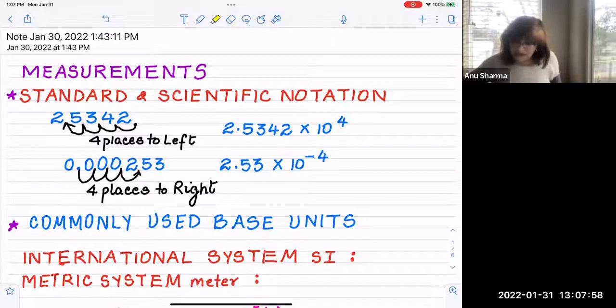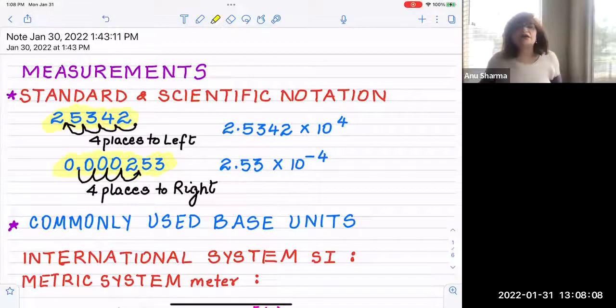The big numbers such as 25342, and then the small numbers such as 0.000253 are signifying some kind of measurements, whether that measurement is in terms of length or mass or volume or molarity or those things. But the problem comes when the measurements become either too large or too small.